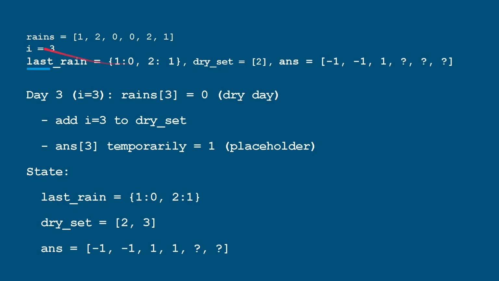Now when the ith day we are talking about is 3, it means again we have a dry day, right? So we'll say dry day, okay. Now add this 3 to the dry set. So the dry set is already 2, now we'll update one more, right? So now the dry set is 2 and 3. So day 2 and day 3 have been added here. So we can say okay, 2 and 3 we have added to the dry set, and the rest we will keep updating like this. For the 1 1 we have to add it temporarily as a placeholder, right?